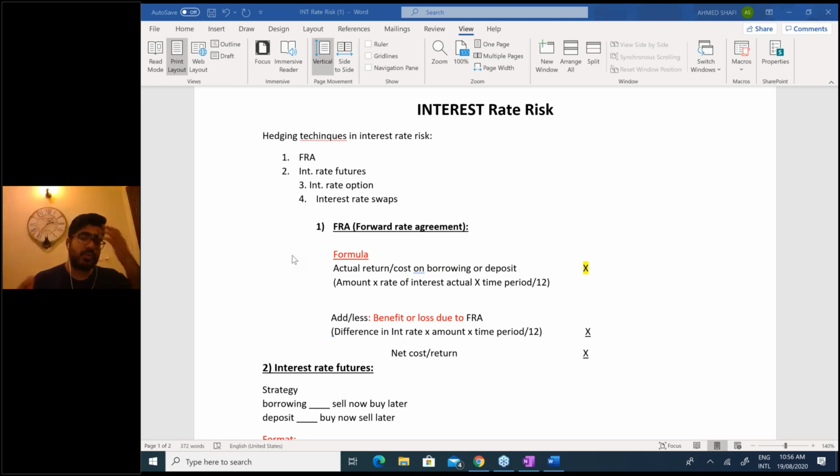Okay, but let's suppose you wrote cost on borrowing above. You are a borrowing case, you wrote cost on borrowing, and then you judge you got a loss. So in the first step, you wrote cost on borrowing, and then you got a loss. So loss increases cost, so add it. Okay, you got net cost or return. You have to judge it yourself whether it's a benefit or a loss.